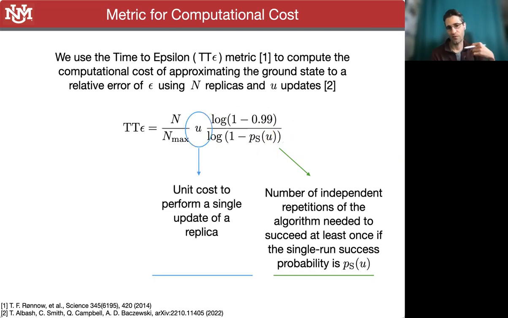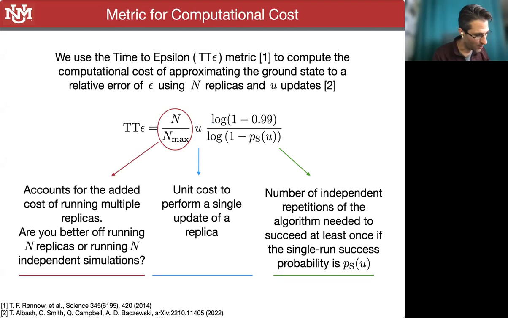This is the cost of performing a single update of the replica. And this is the most important factor. This is really our parallelization factor. Here, what we're saying is that suppose you're allowing yourself to do a simulation with at most n max replicas.